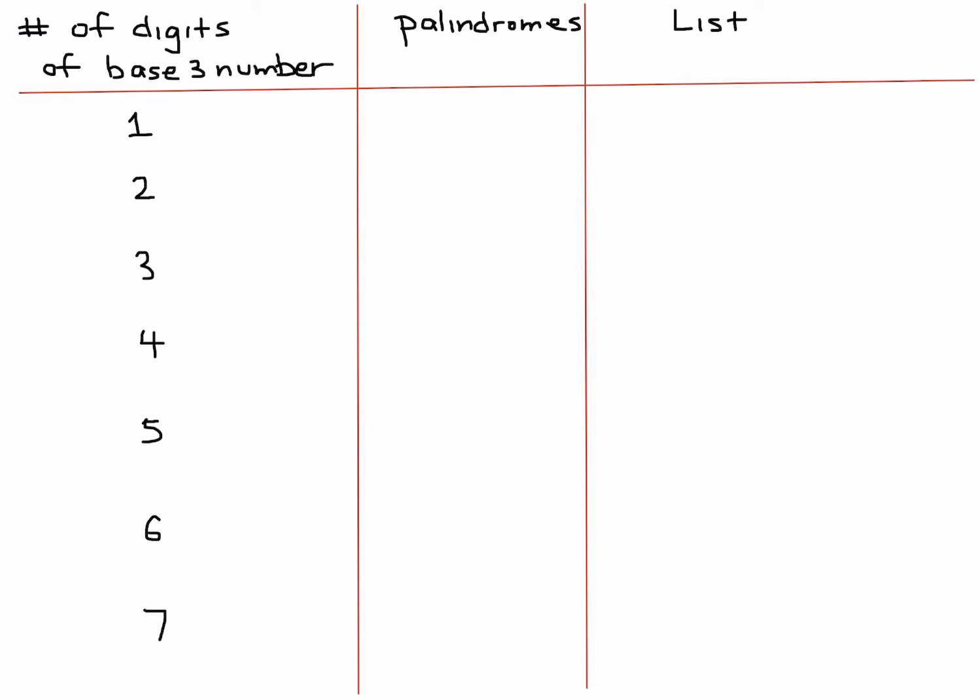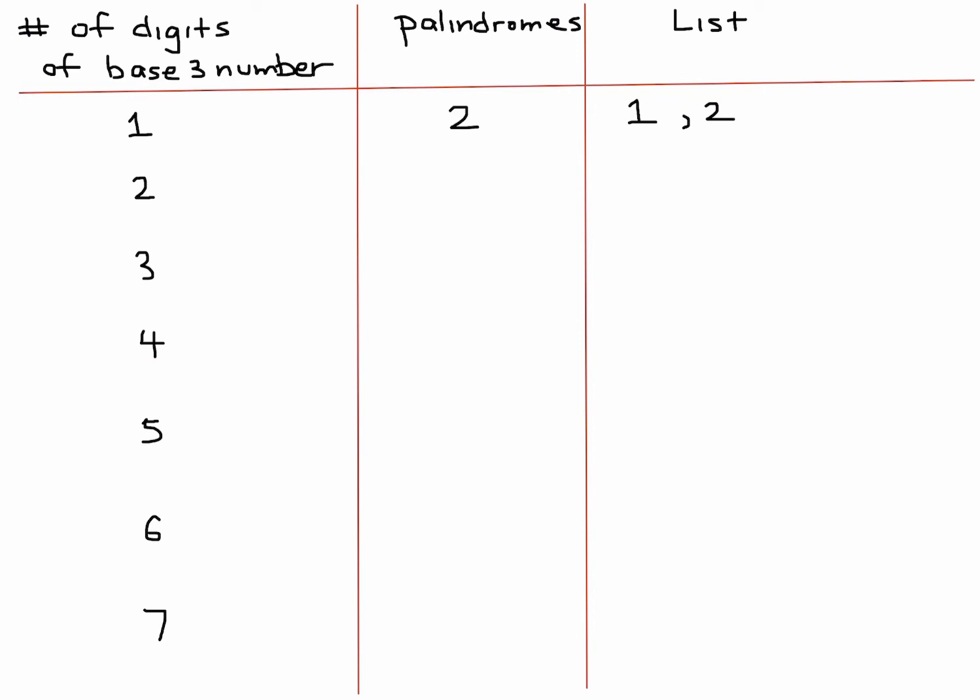All right, base 3 representation of a 1-digit number. Well, there's only one way of doing that. That's 1 and 2. And both of these are palindromes. I mean, they're just single digits. Read backwards and forwards, obviously, it's the same. So 2 of these guys.